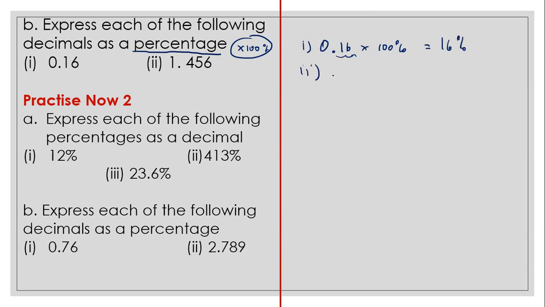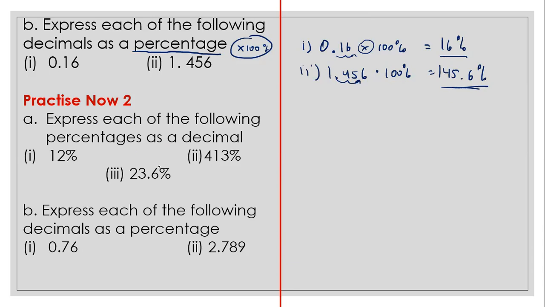Now, how about part 2? Part 2 is 1.456 times 100%. See, I switched the multiply sign by this. It's the same, no problem for you. And 1, 2, right? So 145.6%. Be very careful about the movement of the decimals.